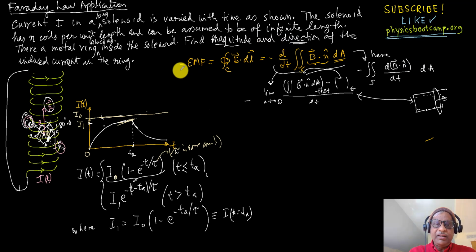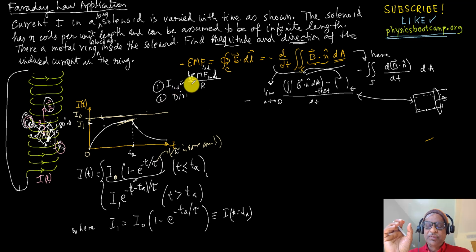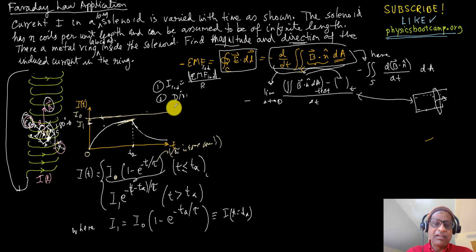So to get the current, all I have to do is, the induced current will be simply the induced EMF over R. I put the absolute value because I don't want to get the direction. For the direction, you can use Lenz's law, which is a little bit hard in some cases. I try to figure out if this is positive or negative when I'm done with this integral.